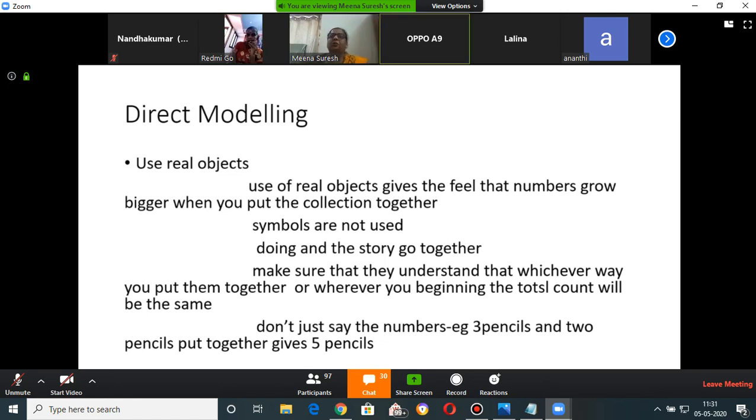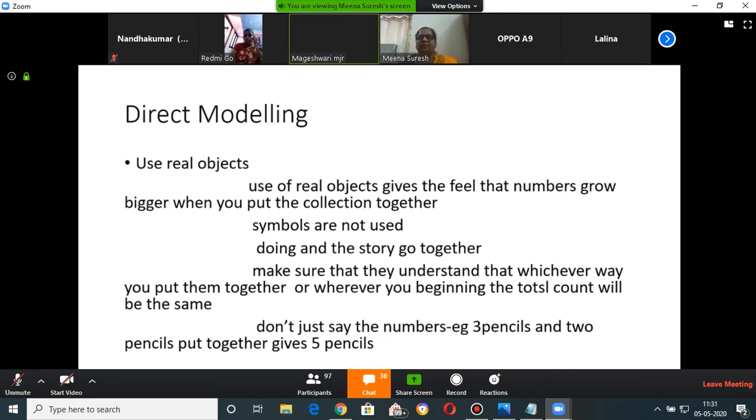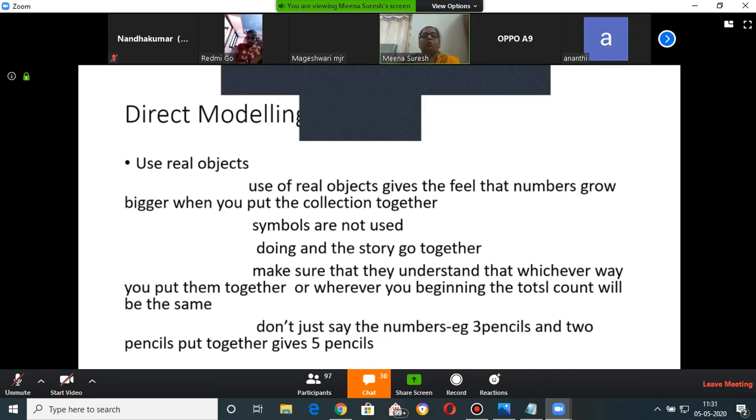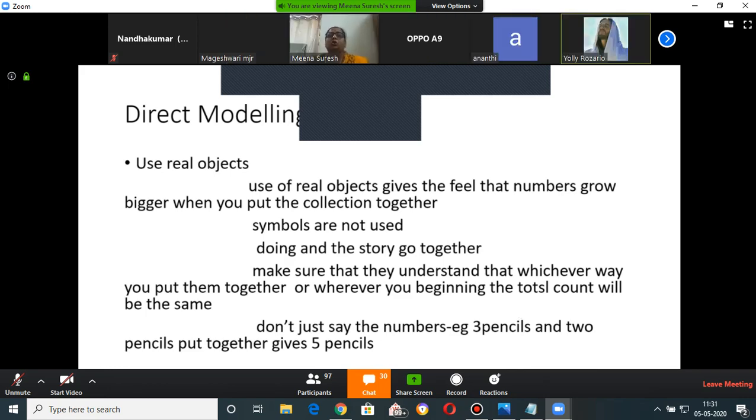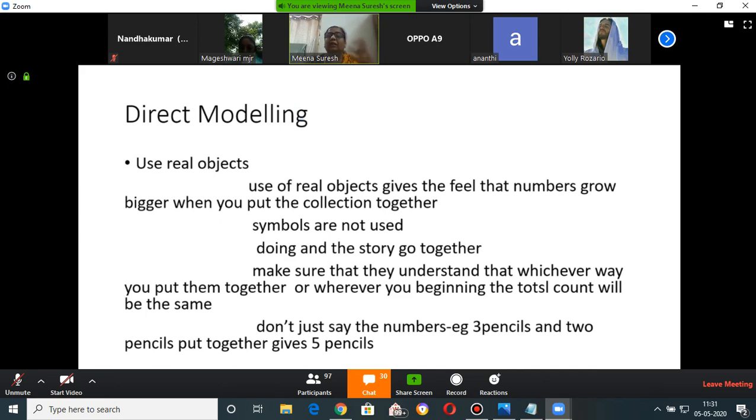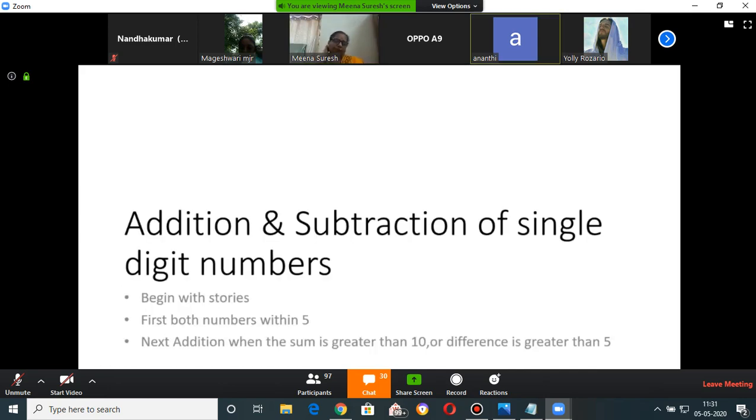Make sure that whichever way you put them, you have three chocolates in one hand, two chocolates in another, put them together, now exchange hands, put them together. You start counting from left to right, right to left, whatever it be, always the count will be the same. Make sure that in direct modeling you do all this. You are actually teaching them the commutative property, but it doesn't matter. Children will intuitively understand. So first, let's start with addition and subtraction of single-digit numbers.